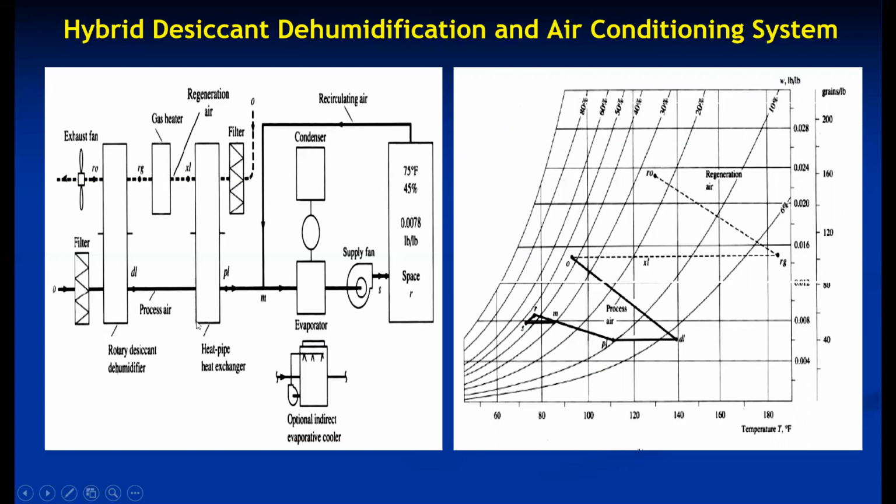Then this is the evaporator portion, where the evaporator of the heat pipe absorbs the heat from the process air. So the sensible heat is absorbed. So DL to PL is sensible cooling of the air, because the evaporator absorbs the sensible heat. Then it mixes with the return air. Return air is close to the room temperature. So if the quantity of return air is more, then the point M is close to room temperature.